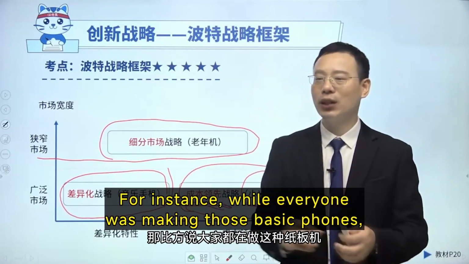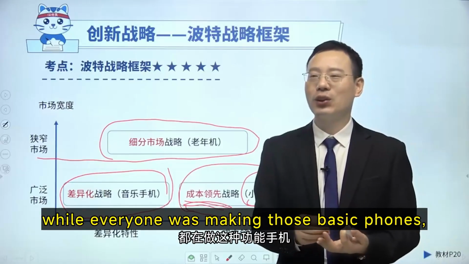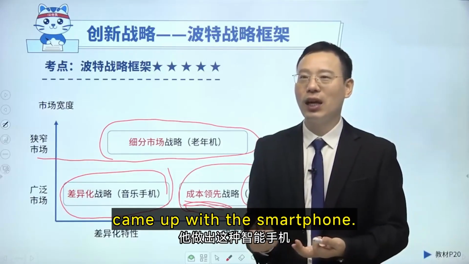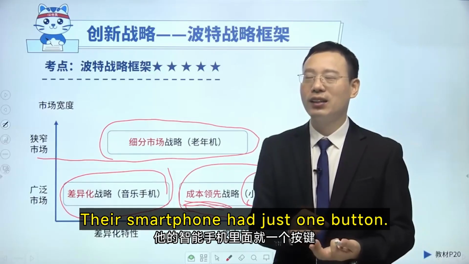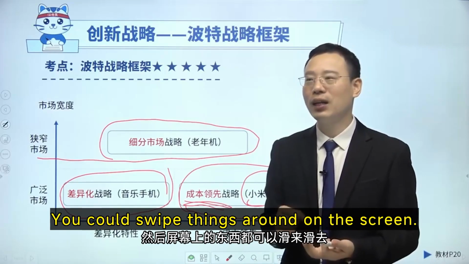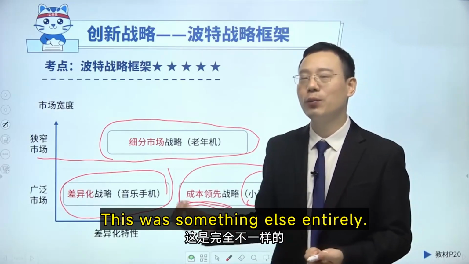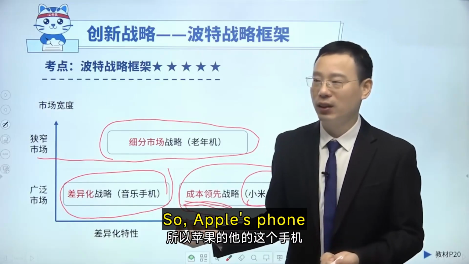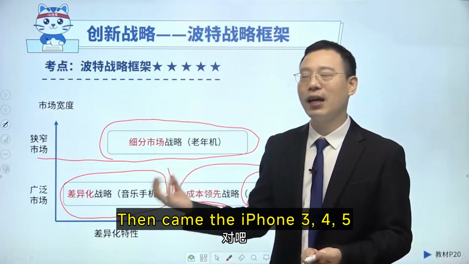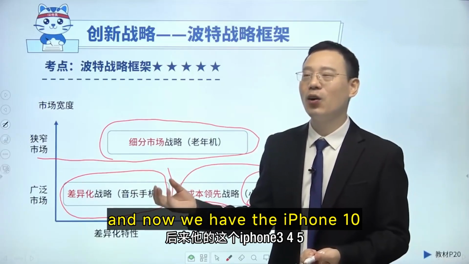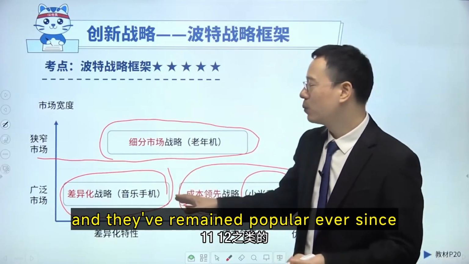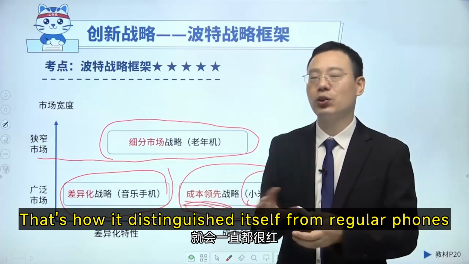For instance, while everyone was making those basic phones, Apple, on the other hand, came up with the smartphone. Their smartphone had just one button. Everything was done by tapping on the screen. You could swipe things around on the screen. It was revolutionary. So Apple's phone became an instant hit. Then came the iPhone 3, 4, 5, and now we have the iPhone 10, 11, 12, and so on. And they've remained popular ever since. That's how it distinguished itself from regular phones.